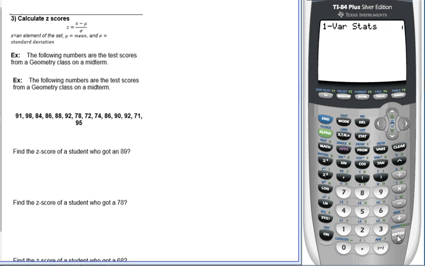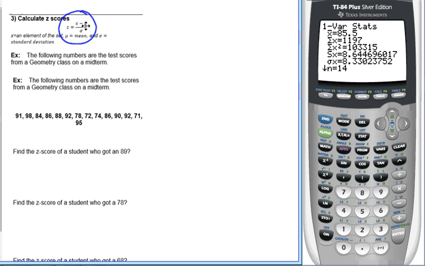All right, so I'm going to hit my stat button again, go over to Calc, and enter for One-Var stats. Now, what I need for Z-score, this is my Z-score formula right here. Z equals X minus the mean over the standard deviation. So I need to pick out the mean and the standard deviation from my calculator. Remember that the mean is X bar, but for my formula, I'm not using X bar, I'm using this cursive mu.